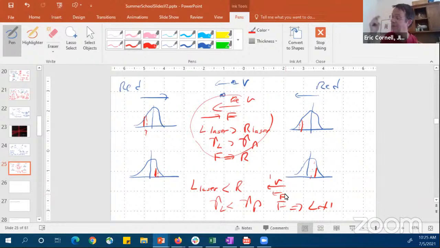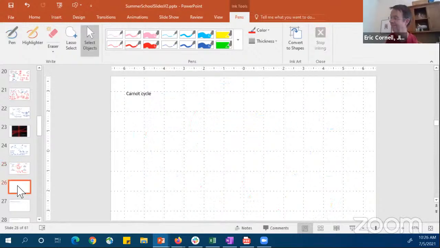This is for the velocity going to the left. If I wanted to pick the velocity going to the right, pretty much everything just flips over, but I still end up wanting my detuning to be red. Should I draw that out too? I can. Yeah, let's go ahead and do that too.